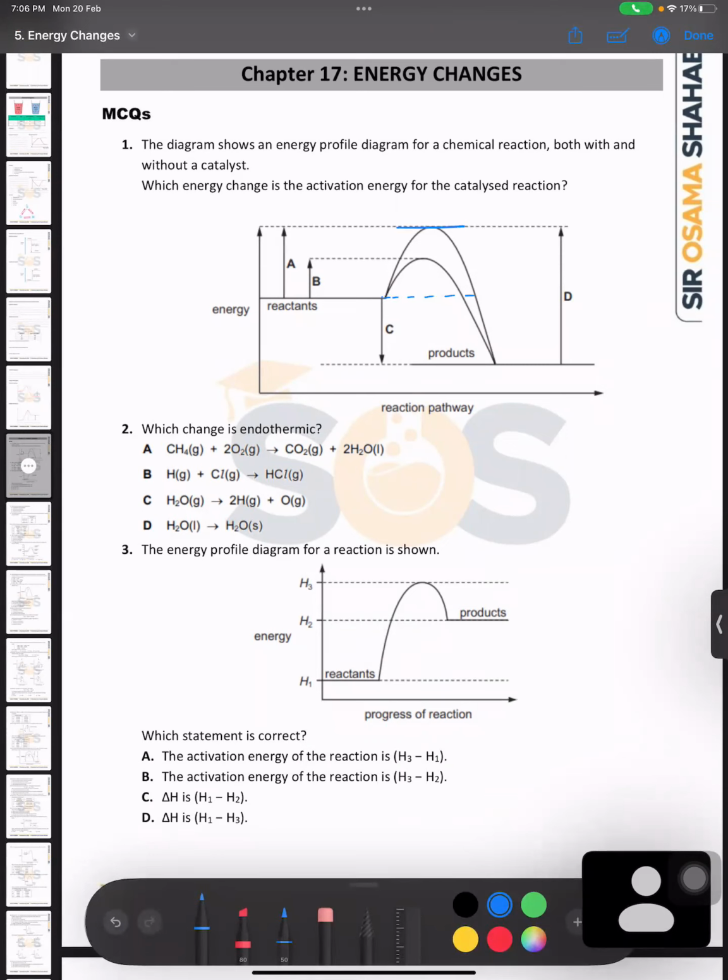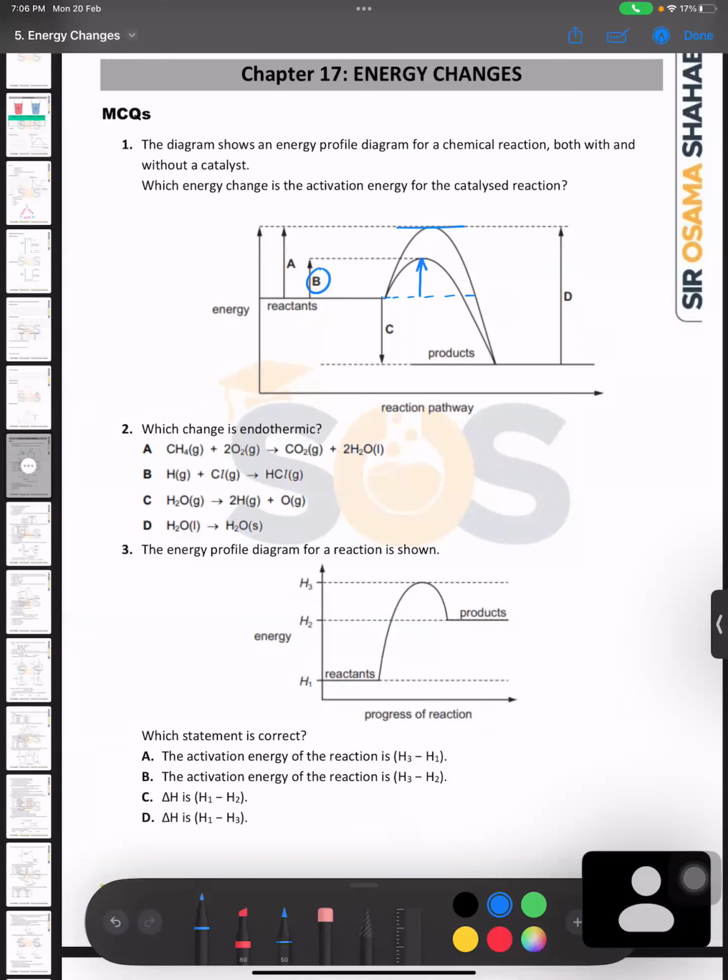But this is the activation energy when you are not using catalyst. But when you use catalyst, we know that the purpose of catalyst is always to decrease the activation energy and speed up the reaction. So it definitely decreases the activation energy, and this will be the catalyzed reaction activation energy. Absolutely right. Good job. Then in question number 2, which change is endothermic?